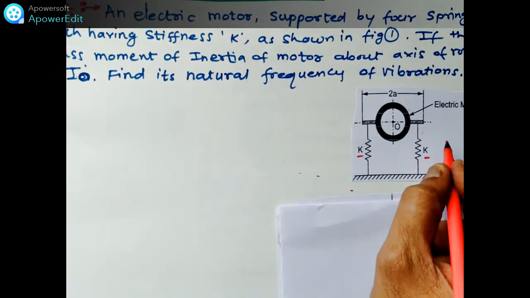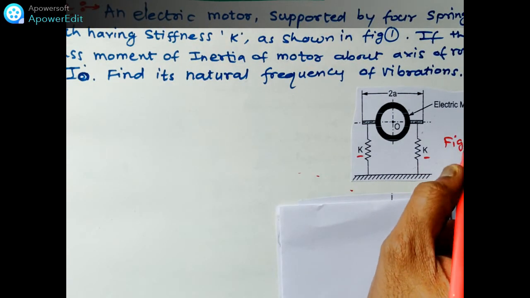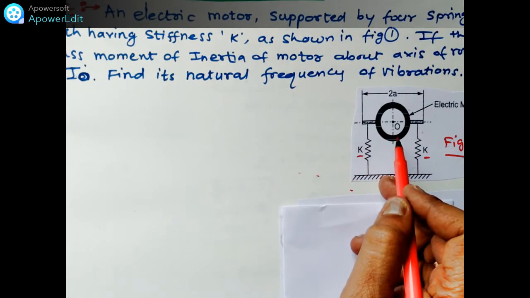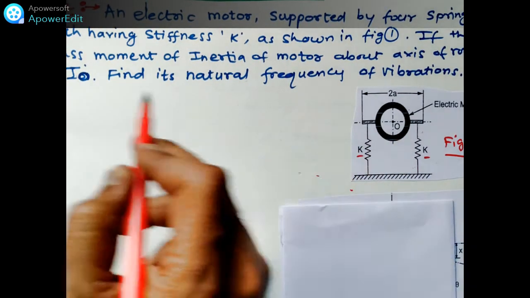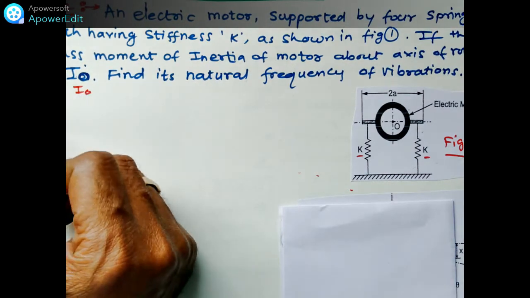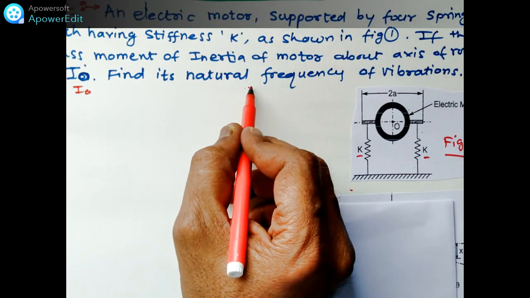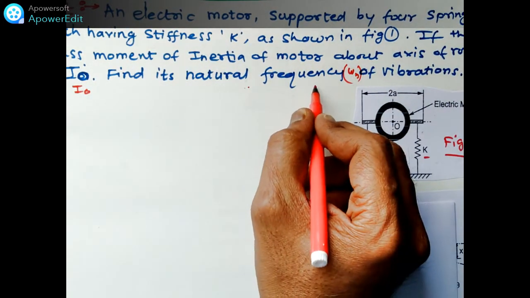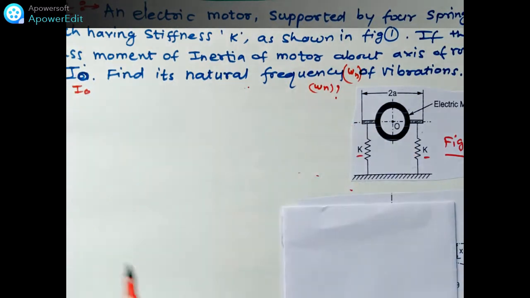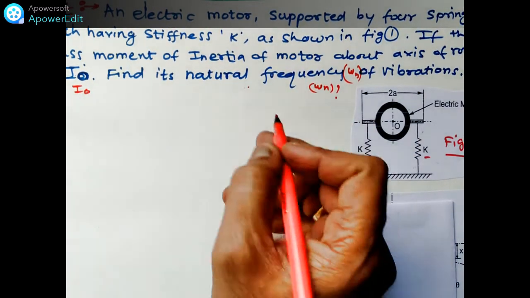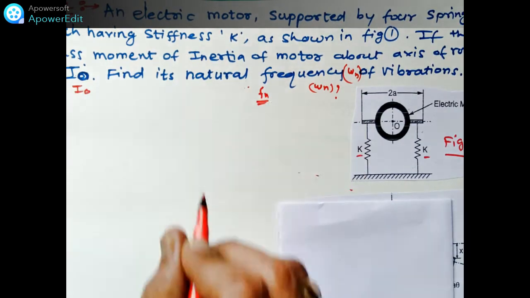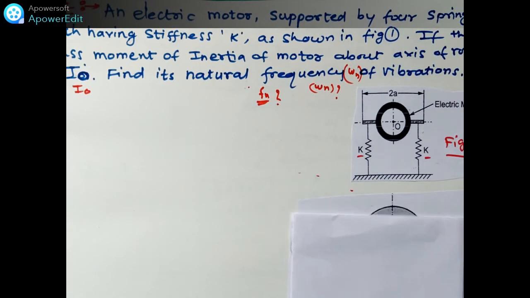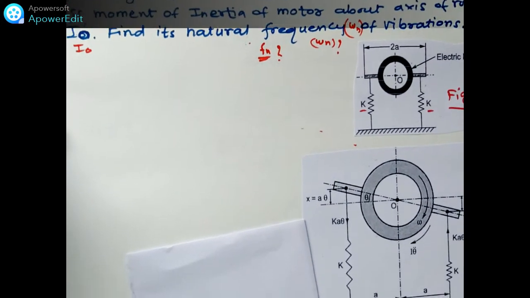Okay. This is figure 1. If the mass moment of inertia for this electric motor is I0, then we have to find the natural frequency omega n of this vibration. What is the value of omega n, or the frequency of oscillation Fn? Friend, for this I will show you this diagram in detail.